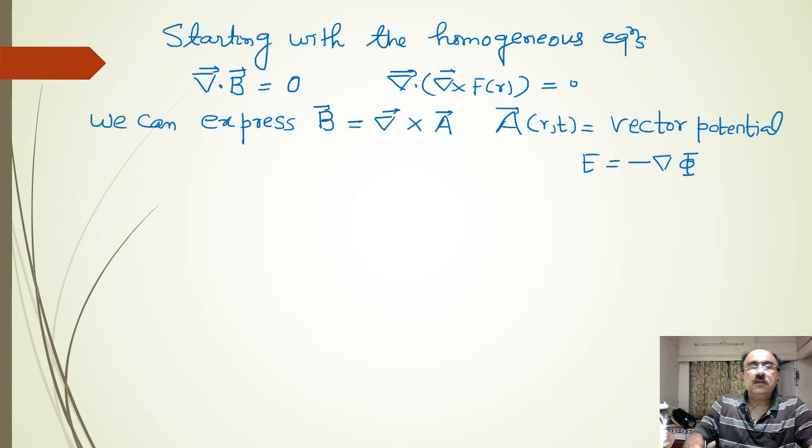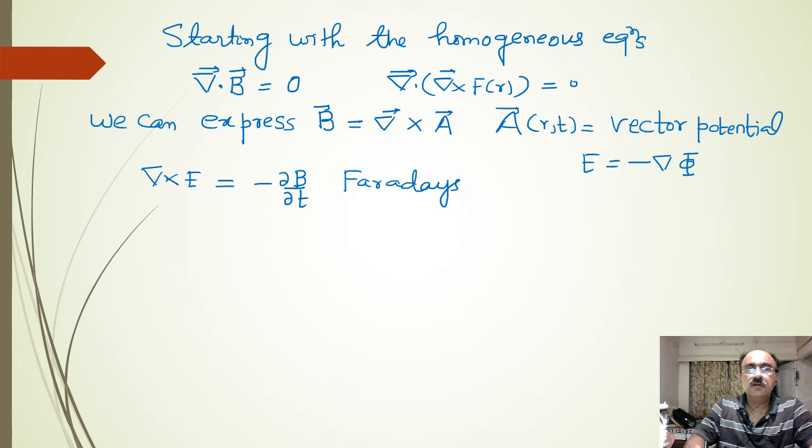Now another homogeneous equation in the Maxwell collection is curl of E equal to minus del B upon del t, which is naturally Faraday's law. A time varying magnetic field gives rise to an induced EMF, and the differential form of Faraday's law is curl of E equal to minus del B upon del t. So writing B as curl of A, we can write del upon del t of curl of A.